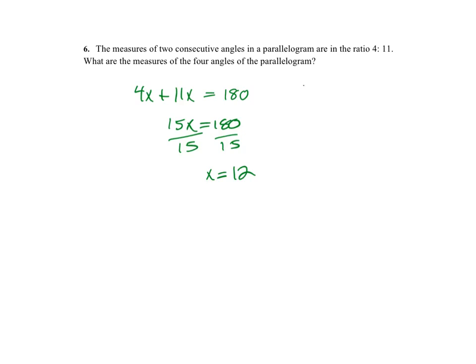So I'm substituting again right here. 4 times 12 equals 48. 11 times 12 equals 132. So of all four angles, I have two angles that measure 48 and two angles that measure 132.